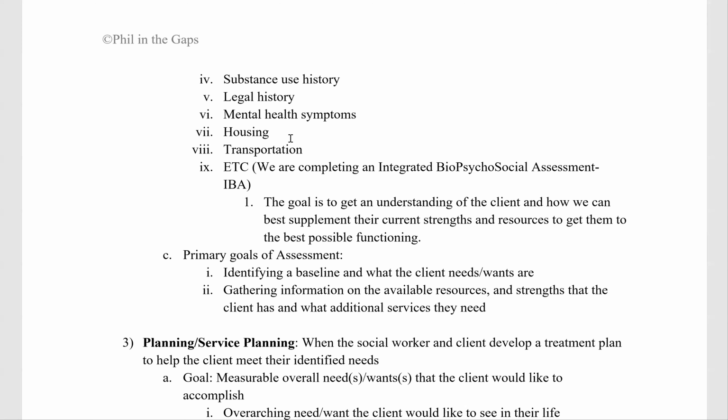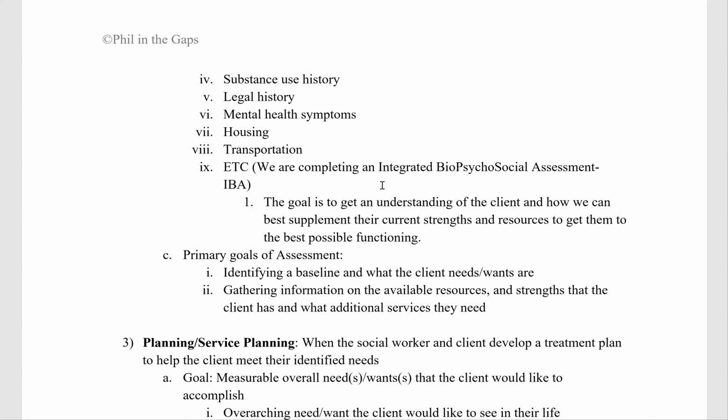What's their housing look like? Do you need additional housing services? Do you have stable housing? What's your transportation look like? All this different information, it's not an exhaustive list, but a beginning, because we are completing an integrated biopsychosocial assessment, or an IBA.